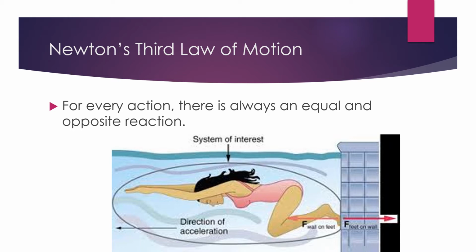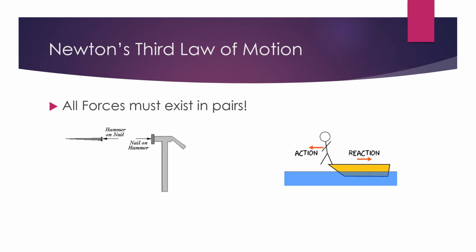So when I look at this picture right here of a swimmer, she's in the water. If she pushes against the wall, the wall pushes her away. Her feet push the wall, the wall pushes her feet. It is an equal and opposite reaction, and that's why she moves, because of those pushes. Forces always must exist in pairs.